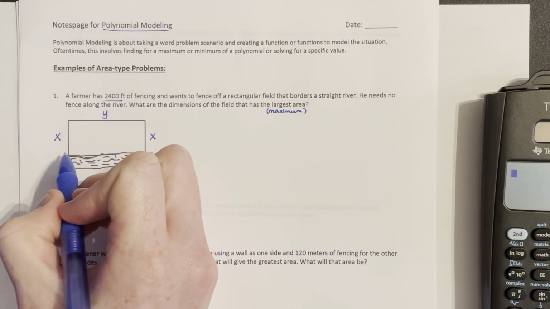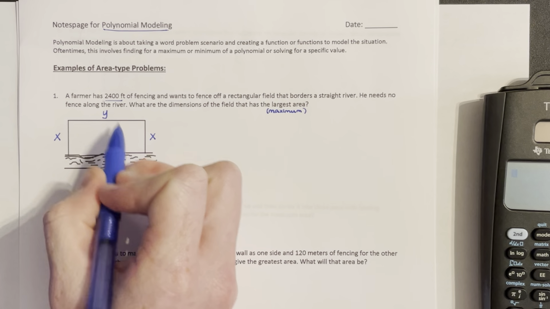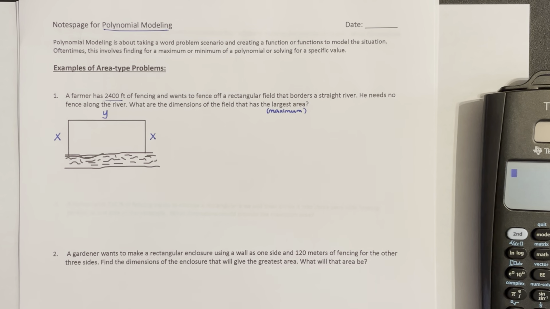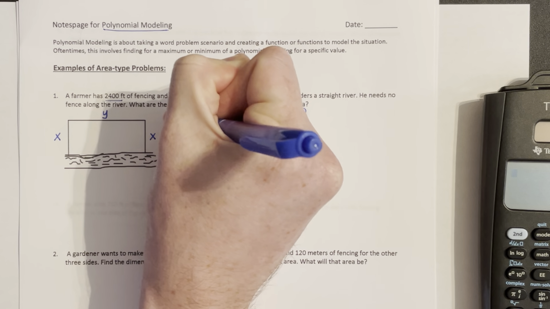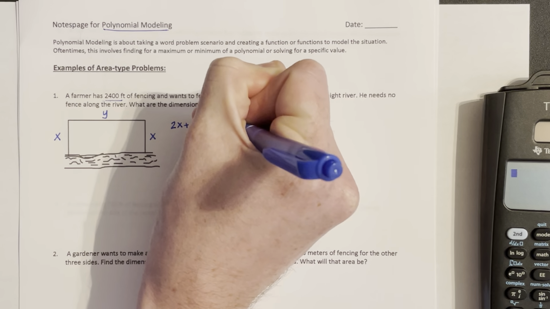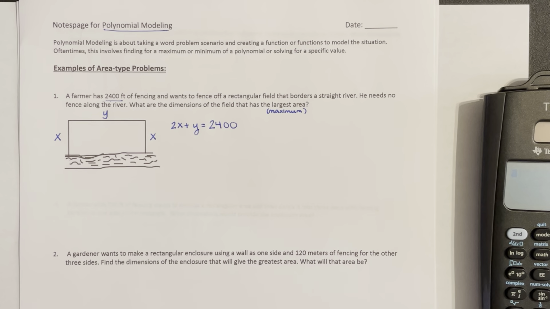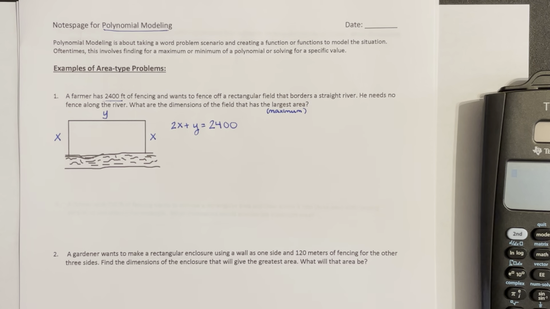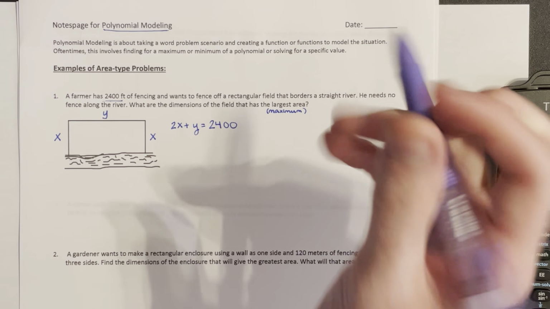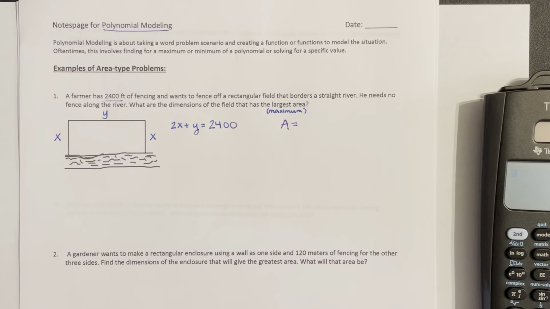What we do know is that all of this fencing is going to be used, so all of this together should equal 2,400. So we set that up, and I would say 2x plus y equals 2,400. Now we have two different variables in this, and that's just our fencing equation. What we're going to try to do is create an area, a largest area. So we need to find what is the area equation.